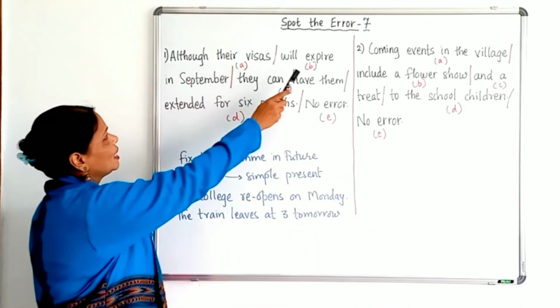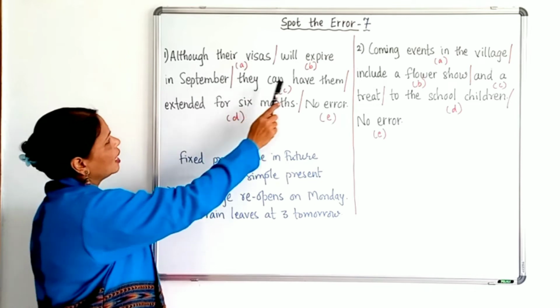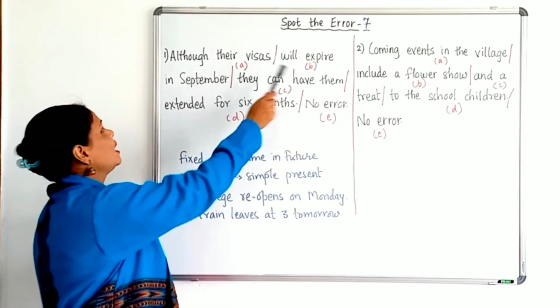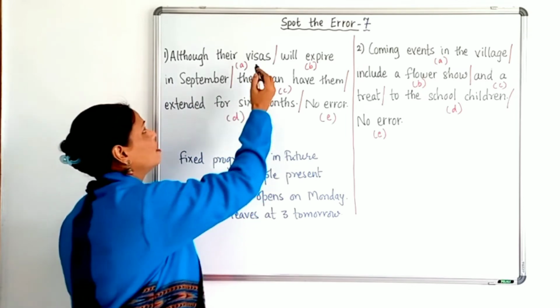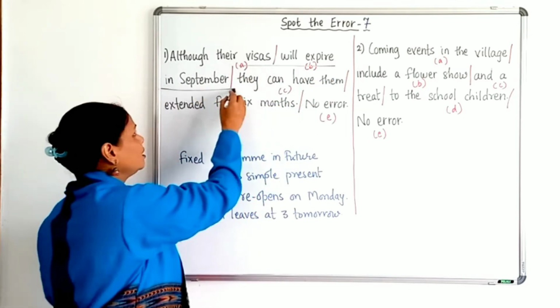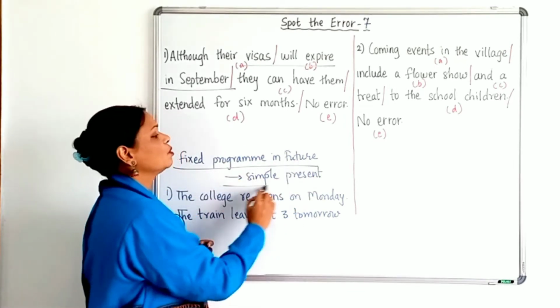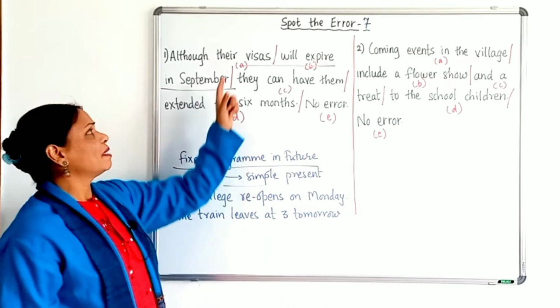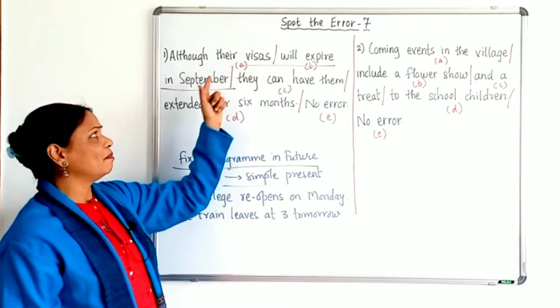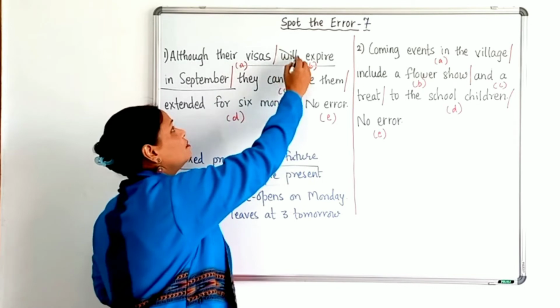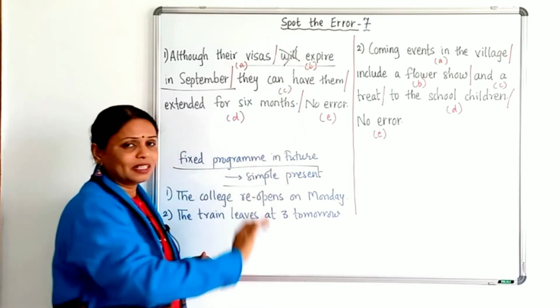Although their visas will expire in September, they can have them extended for 6 months, no error. The visas will expire in September. Now, visa expiration is such a thing that is fixed. So, for the fixed program in future, we use the simple present tense. The expiry of the visa is fixed, that is going to happen in the month of September. We need not use the future tense. The simple present is enough.